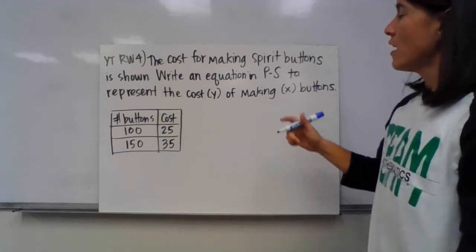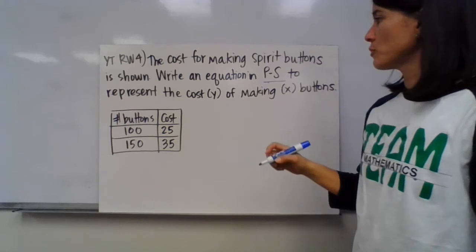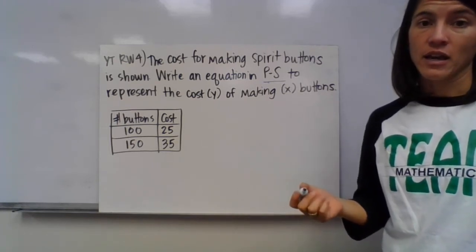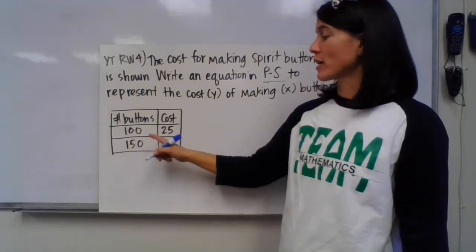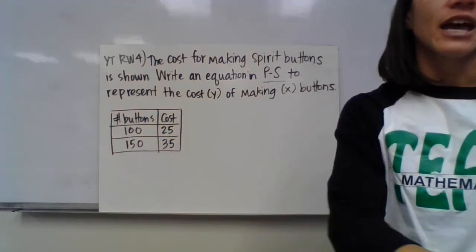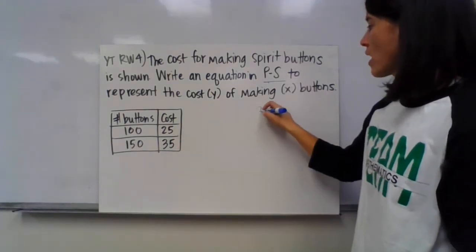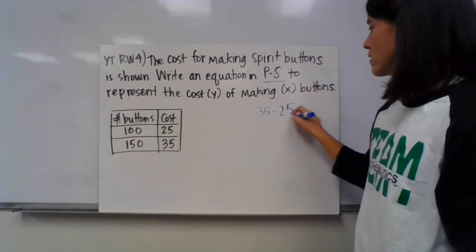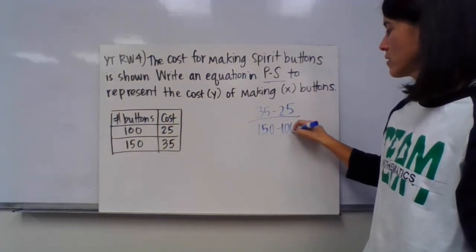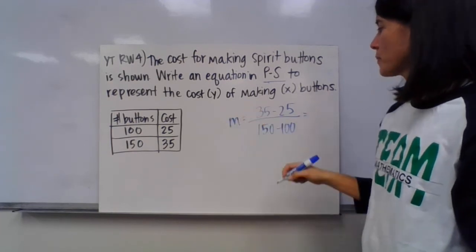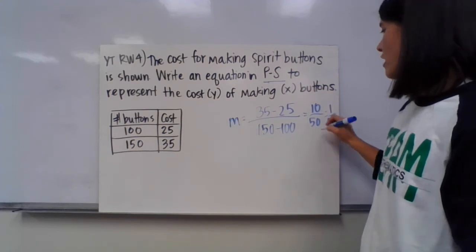Okay. The cost for making spirit buttons is shown. Write an equation in point slope to represent the cost y of making x buttons. So if I'm going to make 100, it costs $25. If I make 150, it costs $35. I need to find the slope. So I'm going to subtract y minus y over x minus x. And this is my slope: 10 over 50, which is 1/5.